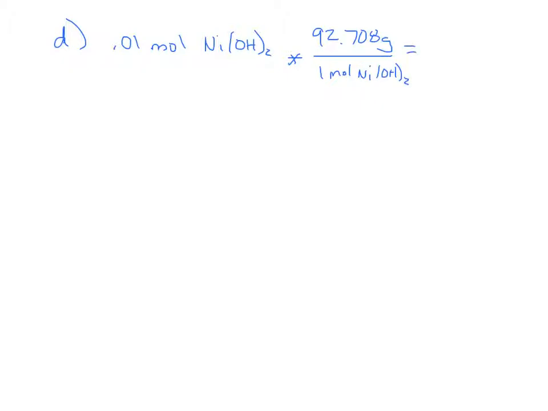And doing the math, 0.927 grams of that nickel hydroxide. So that one should have been pretty straightforward, because as soon as you know how many moles of the product you have, you just need the molar mass to get it to grams. Any questions about where any of those numbers came from?